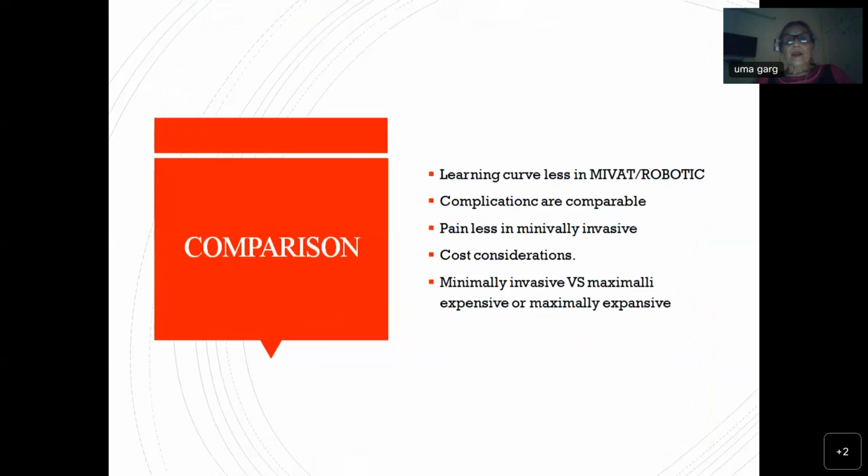Now, a comparison was done between various techniques. They say the learning curve is shorter, about 30 to 35 cases. The time was less, complications were comparable, pain was less, and it is minimally invasive. Cost is considerably high in all these minimally invasive robotic or endoscopic techniques. So they are minimally invasive, but they may be maximally expensive.